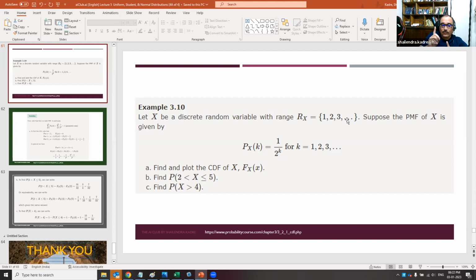You told K equal to 1 will be 1 upon 2 to the power 1. K equal to 2 will be 1 upon 2 to the power 2. K equal to 5 will be 1 upon 2 to the power 5. So I'm asking now a simple question. What will be the probability for K less than equal to 5? What will be the cumulative probability?